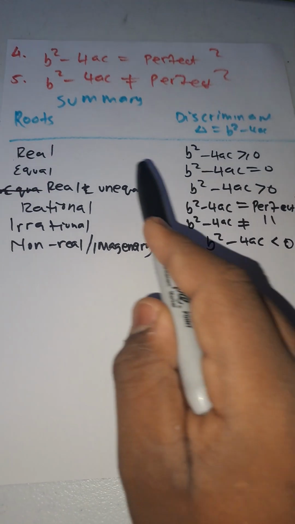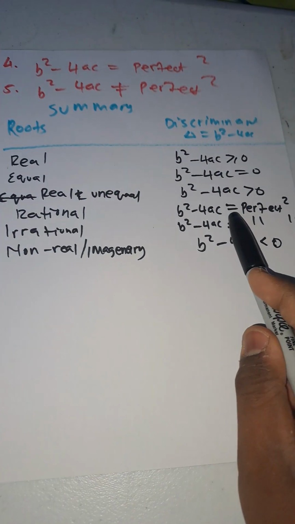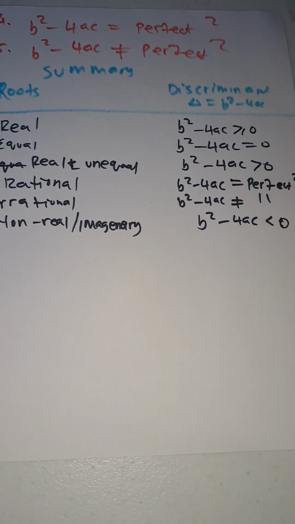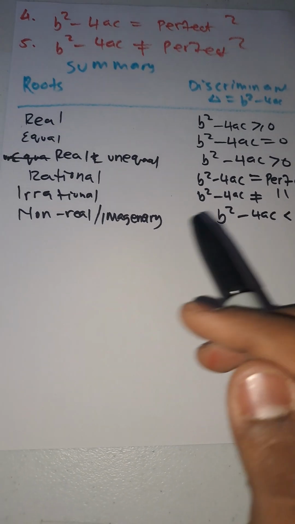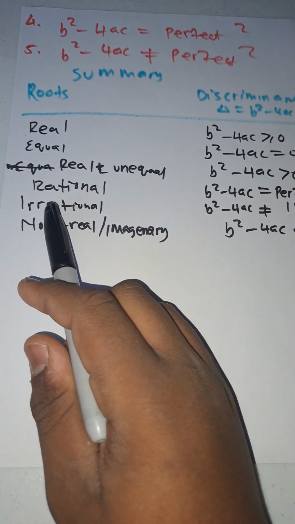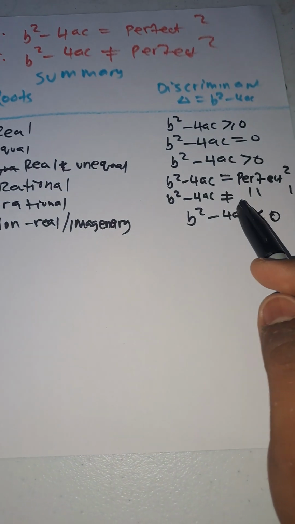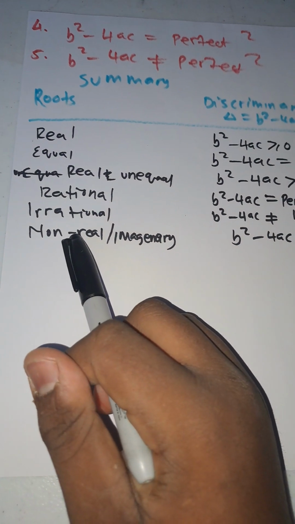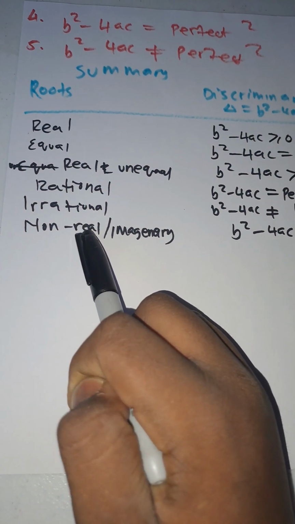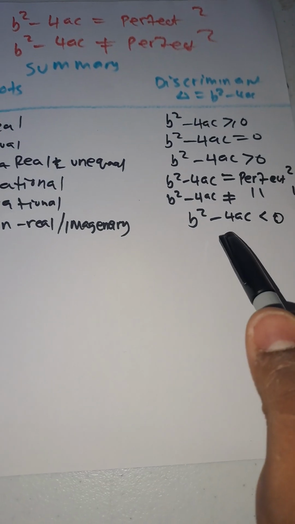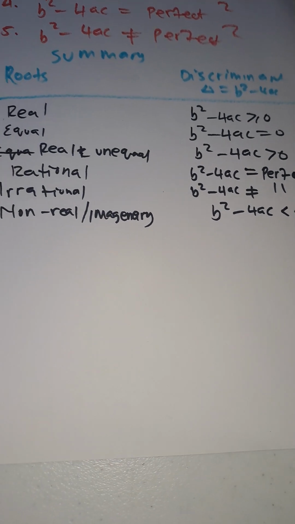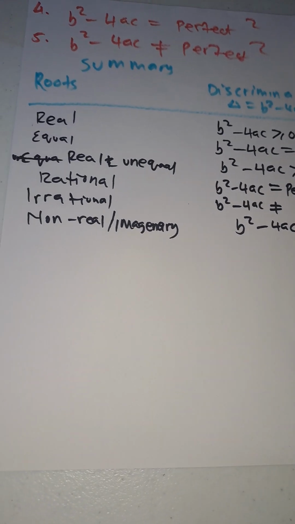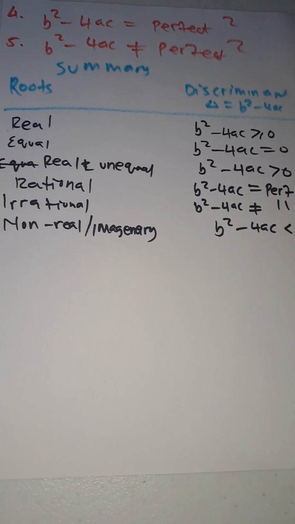When the roots are real and unequal, the discriminant, it is what? Greater than 0. When the roots are rational, the discriminant, it is what? Equals to a perfect square. You know a perfect square. And then when the root it is irrational, the discriminant, it is what? Not equals to a perfect square. When the roots are non-real or imaginary, the discriminant, it is what? Less than 0. Is it fine, guys? So now let's check an example.